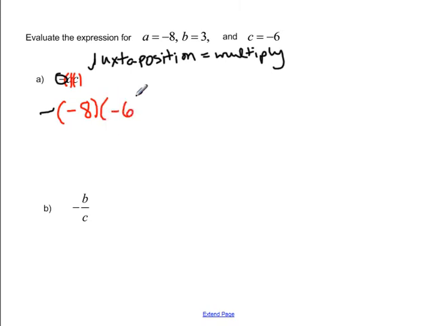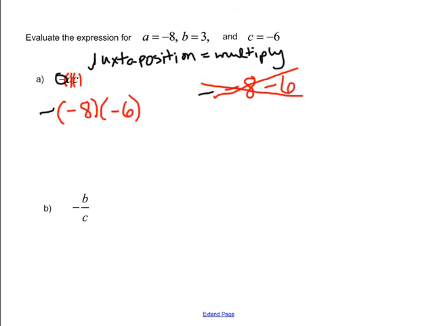Now notice how important those parentheses are. If I were to just write in the values of A and C without the parentheses, let's look at what it would look like. It would look like this, and then we would have the -8 and the -6. It would just be kind of a mess of negatives, and we'd have no idea what was going on there. So we want to be sure that we use the parentheses around the values that we have here.